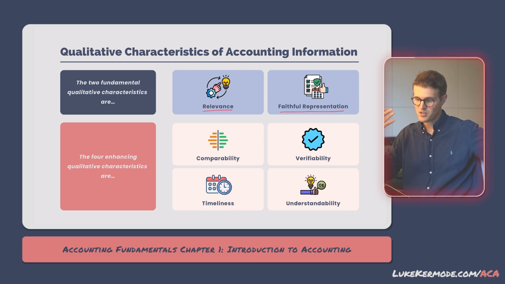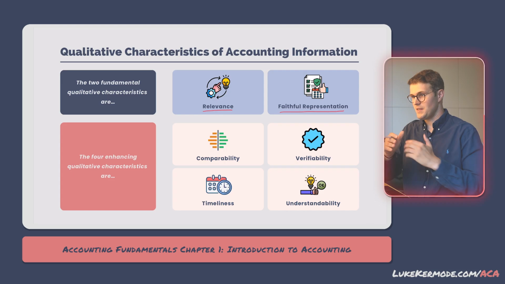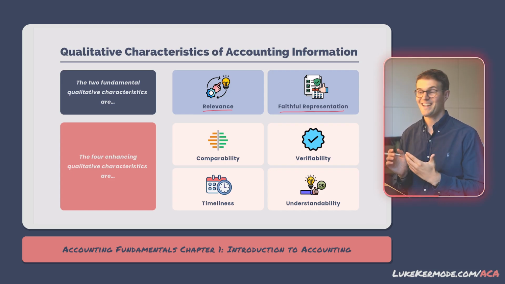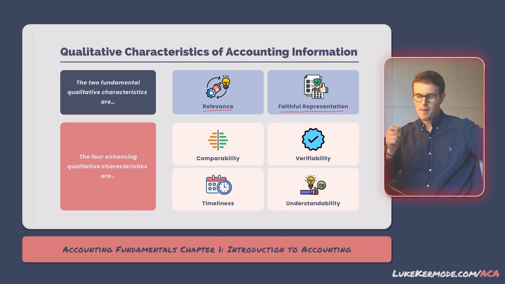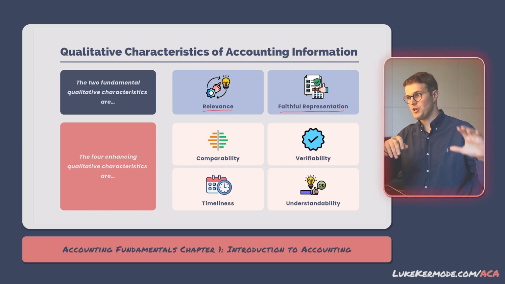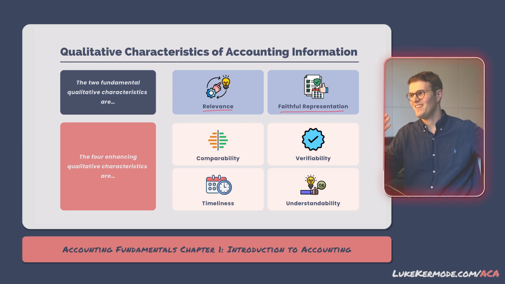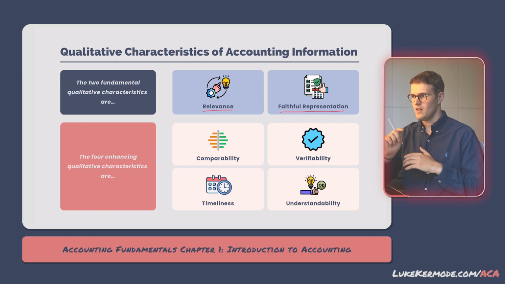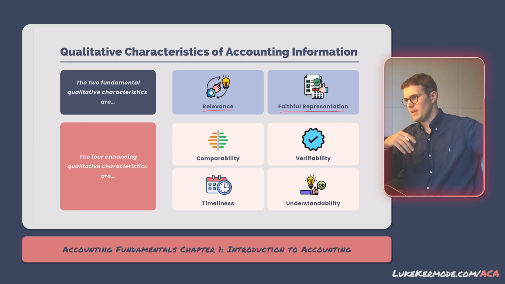And then the second fundamental qualitative characteristic, faithful representation, means that information in the statements must be honest and it must be accurate, showing what really happened in a clear and truthful way, without leaving any important information out or introducing bias or trying to mislead the user. So for information to be useful, it needs to be both relevant and it needs to be faithfully represented. These are the two fundamental characteristics under the conceptual framework.